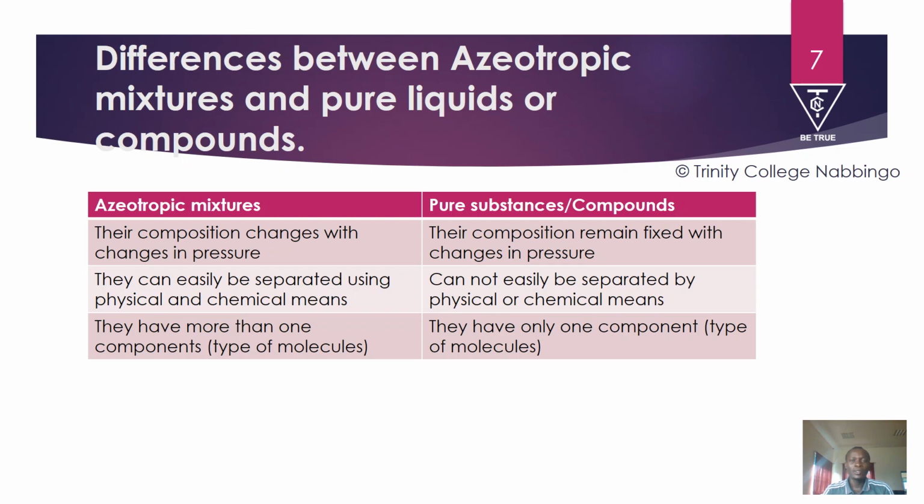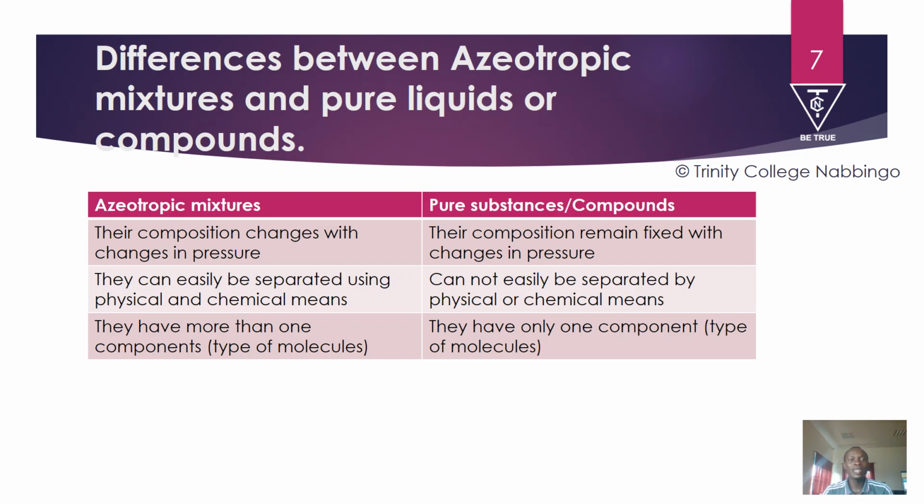If their compositions change with changes in pressure, that means they are not compounds, because for compounds, their compositions remain constant no matter the changes in what? In pressure. The other difference between azeotropic mixtures and pure substances that again shows us that azeotropic mixtures are not compounds, in other words, that they are mixtures, is this.